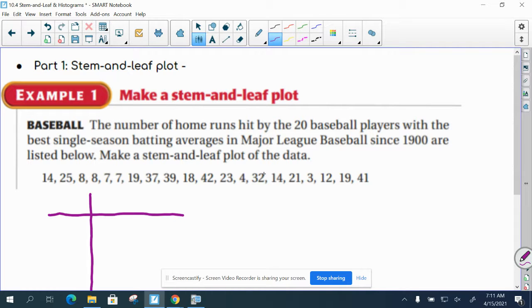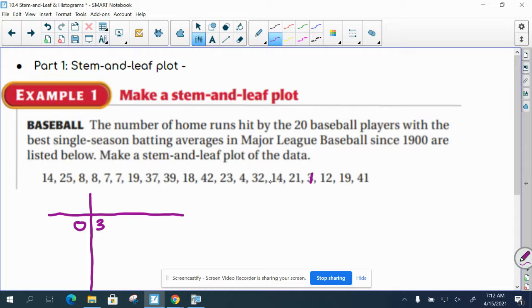So these are 20 numbers, and we're going to pick the smallest number. So where's the smallest number? I think it's 3. So we've got 3, 4, 7, 7, 8, and 8. So those are all numbers that are between 0 and 9. So we're going to put those in the first one. So you put the tens place in this column and then the ones place in this column. So if our number is 3, then the tens place is 0. And then we would put the 3 over here.